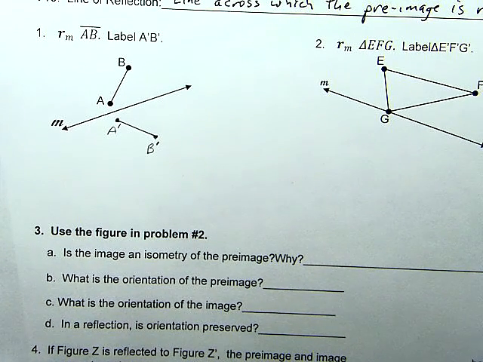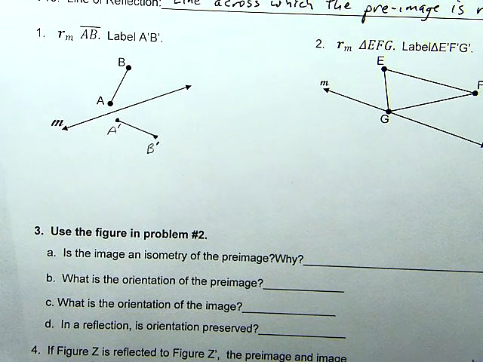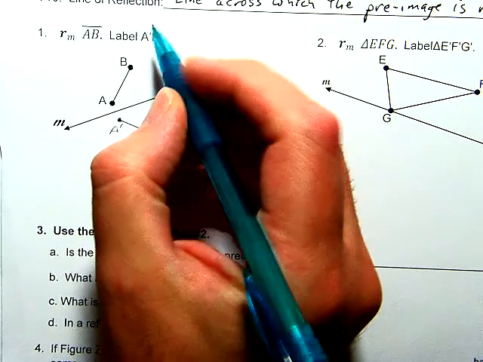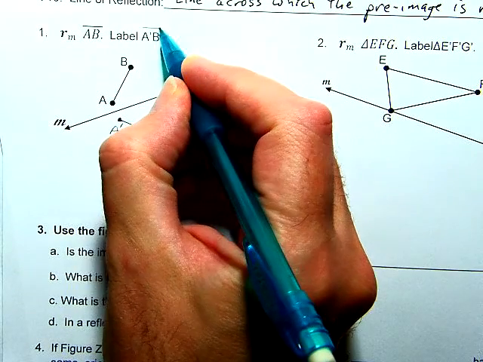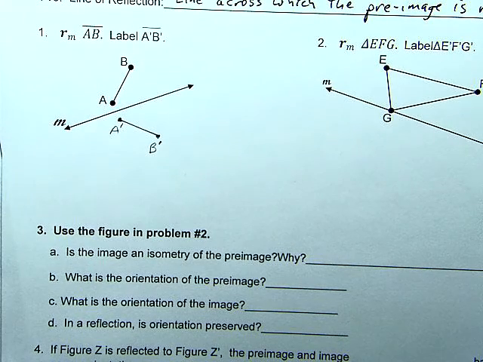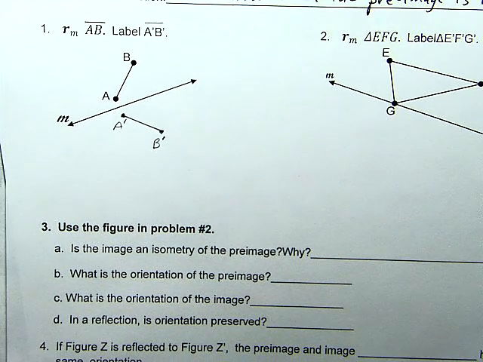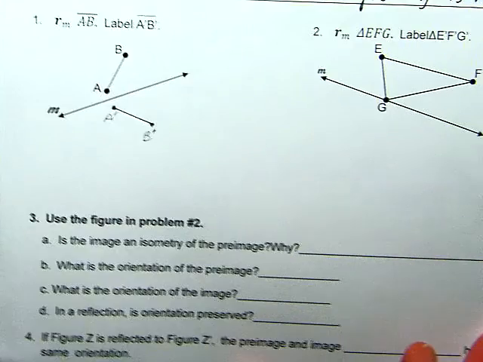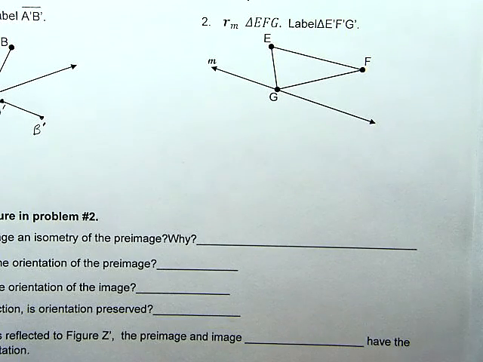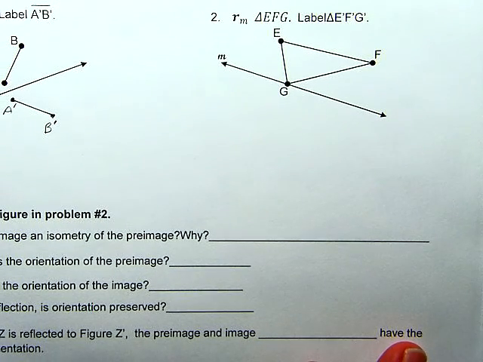Okay, so now I've labeled line segment A prime, B prime. Actually, it really should say this. There really should be a line segment up there, because if I'm going to reflect a line segment, I'm going to get a line segment. If I reflect a point, I get a point. If I reflect a triangle, I get a triangle. So whatever I'm reflecting, I'm going to get the same type of object, because remember, reflection is an isometry. I'm going to get a congruent figure.